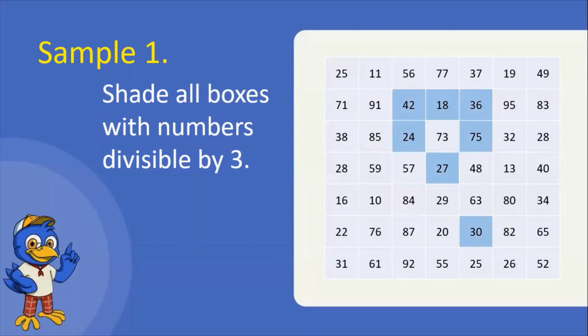But there are still other numbers. So like 42, 24, 36, and 75. Okay, and then let students shade all numbers divisible by 3. As you can see, we can form a letter A.